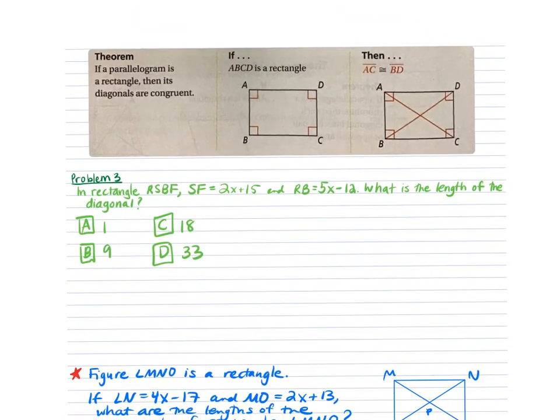And then a property of a rectangle, the diagonals are congruent. So they don't bisect, but the diagonal length is congruent. So when we use this property, here this question says, in rectangle RSBF, SF is this expression, RB is this expression, what is the length of the diagonal?